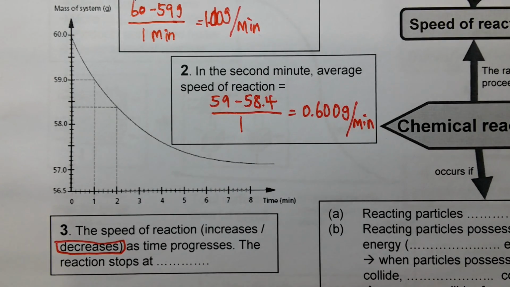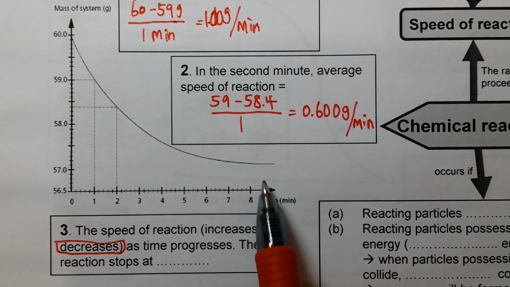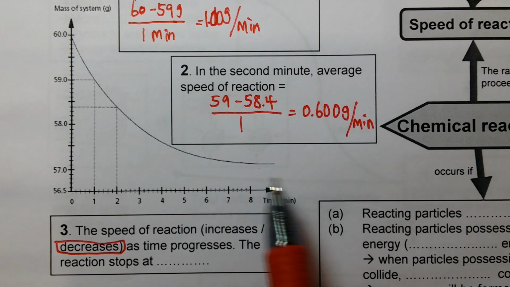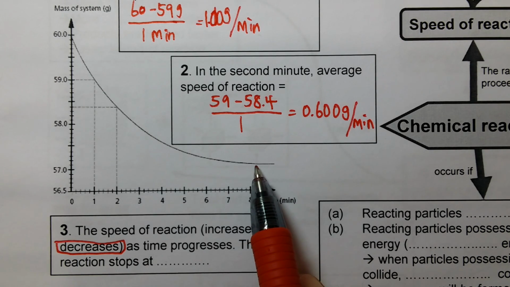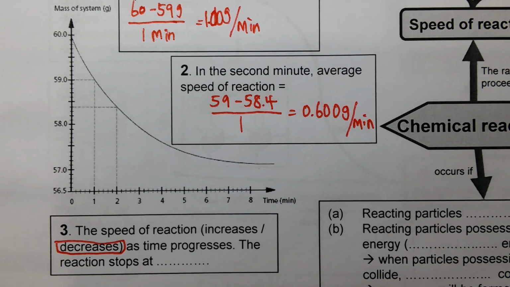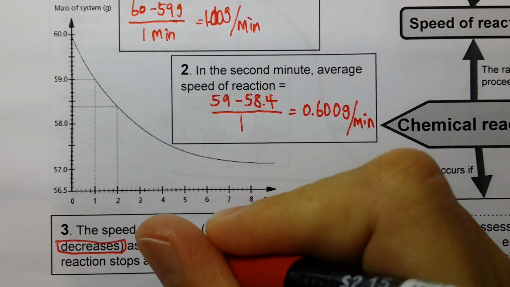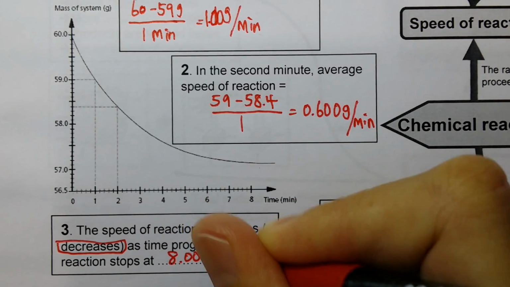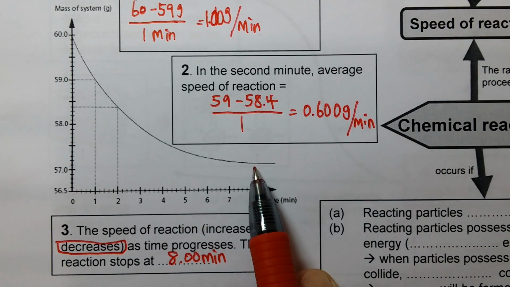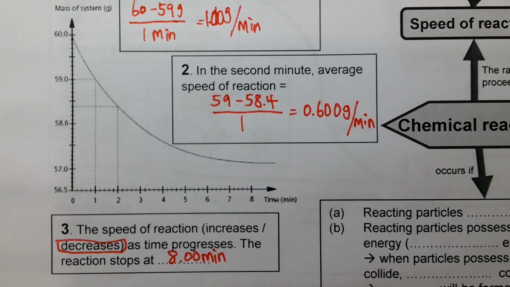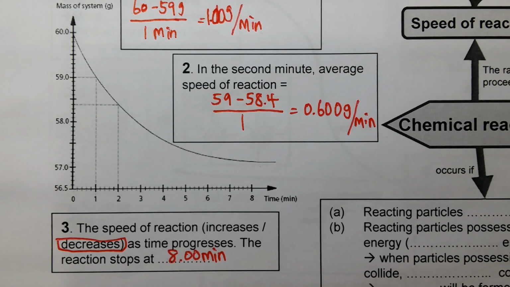That means at what time does it become horizontal? You can use your ruler to find out, and roughly the curve becomes horizontal at 8 minutes. Roughly, that would be at 8.00 minutes. So at 8 minutes it will become horizontal. You can use a ruler to verify that.